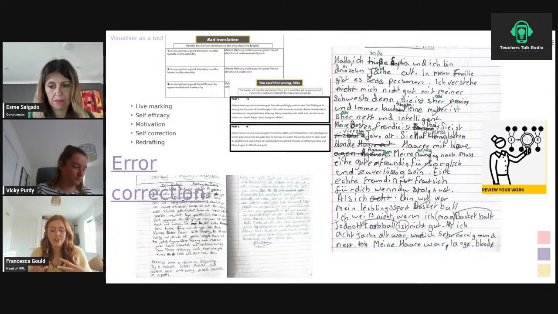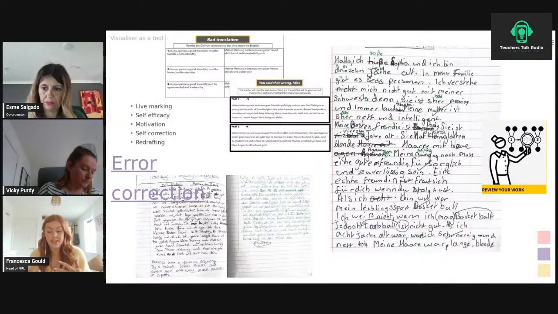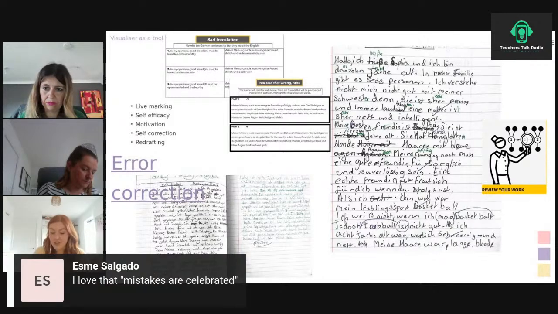They're also encouraged to redraft work to score higher on a mark scheme, and this has been a habit that's really been built over time. They're growing to such a level of self-efficacy that they're actually correcting each other's work now without being asked to, as they've had the practice modelled to them so frequently.